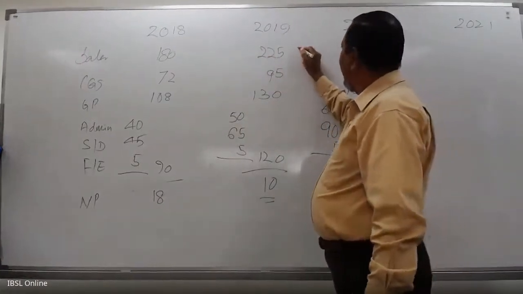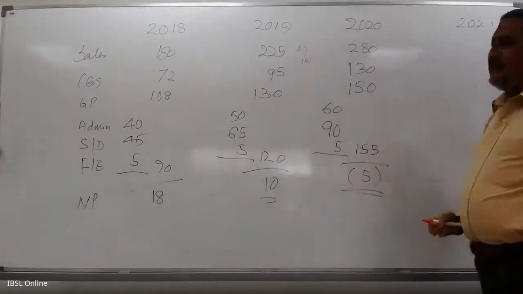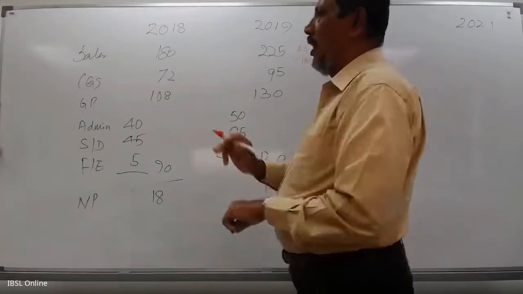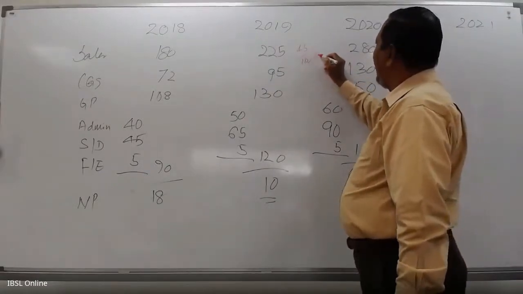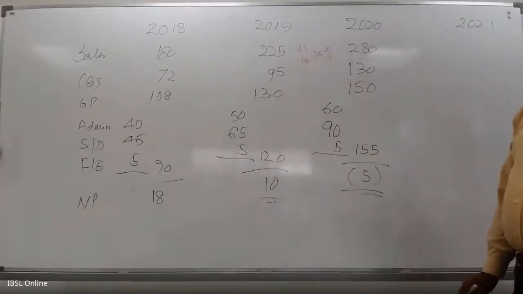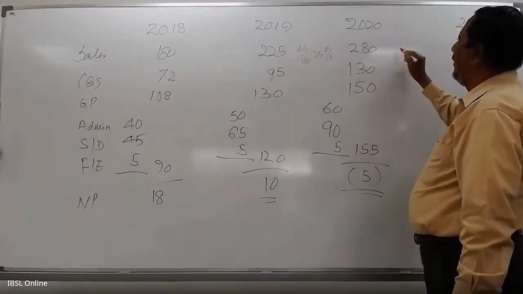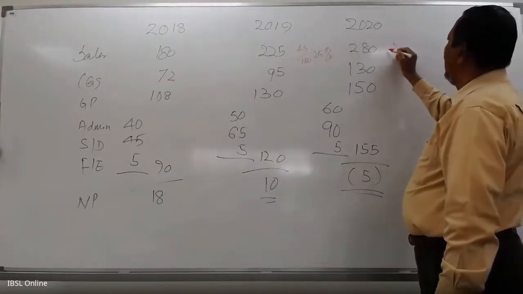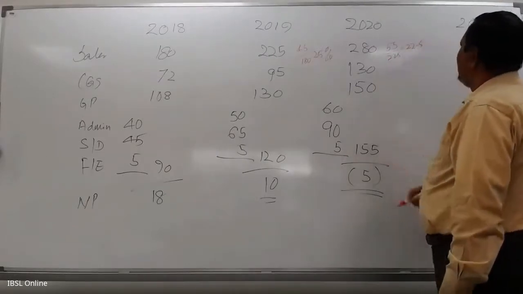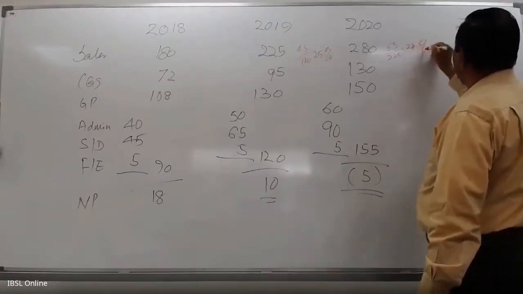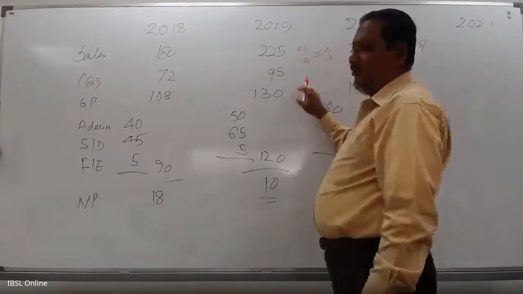So 45 over 180 is the growth rate, which is 25%. Then 225 to 280, what is the growth rate? 55 over 225 is equal to 24.5%. The growth rate is about 24%.